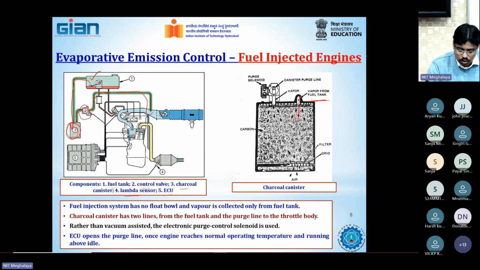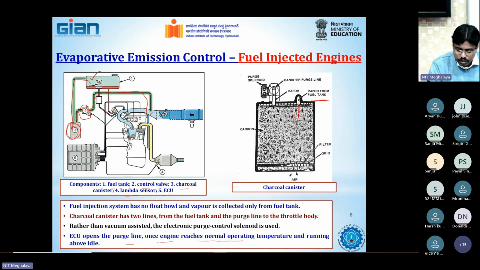Okay. So rather than vacuum assisted, an electronic purge control solenoid is also used. Now the ECU opens the purge line once the engine reaches the normal operating condition. As I was discussing in the earlier slides, at warm up condition and idling condition, generally the engine runs at low pressure and temperature.